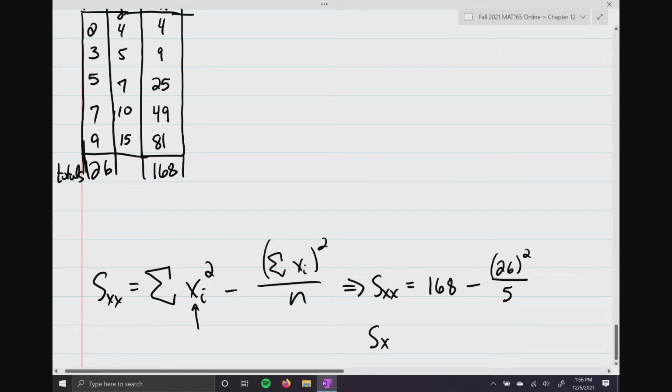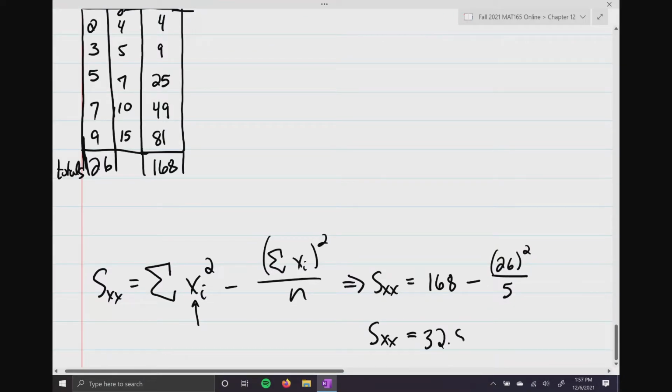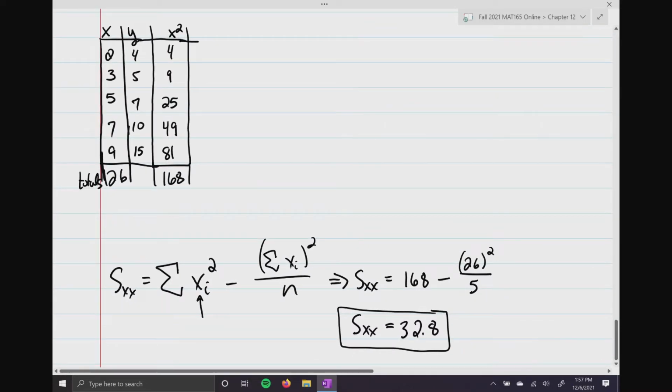So the sum of squares is going to equal 168 minus 26 to the second power divided by 5. And that's going to give me, sorry, I'm using my calculator here, 32.8. All right. So I know the formula looked bad, but when you think about it, it's really not all that bad. It's just a matter of keeping everything organized. Tables will be your best friend here. All right.